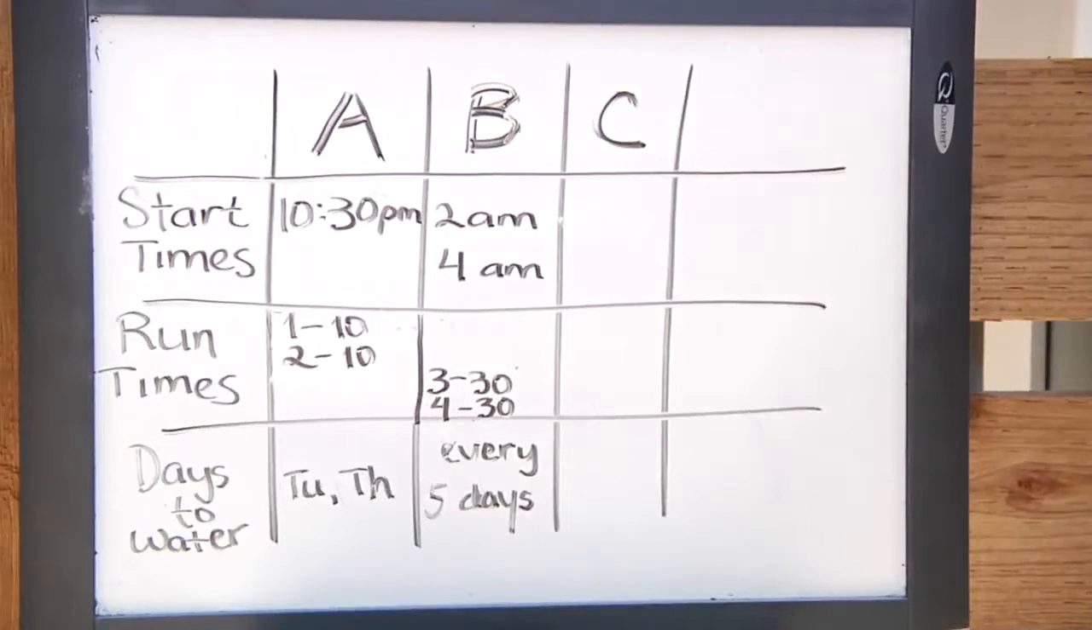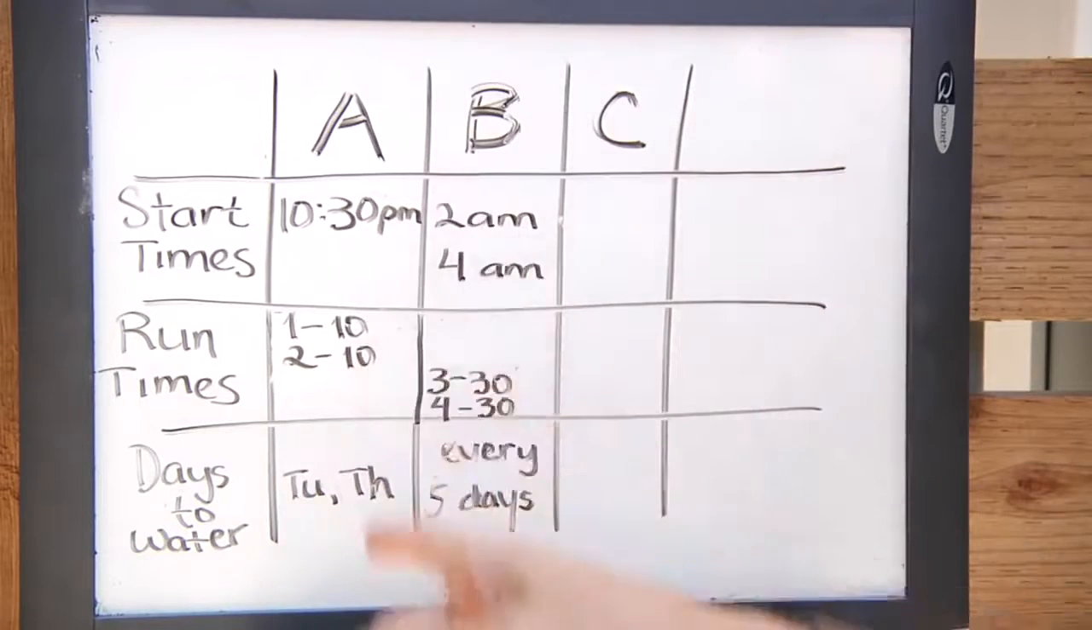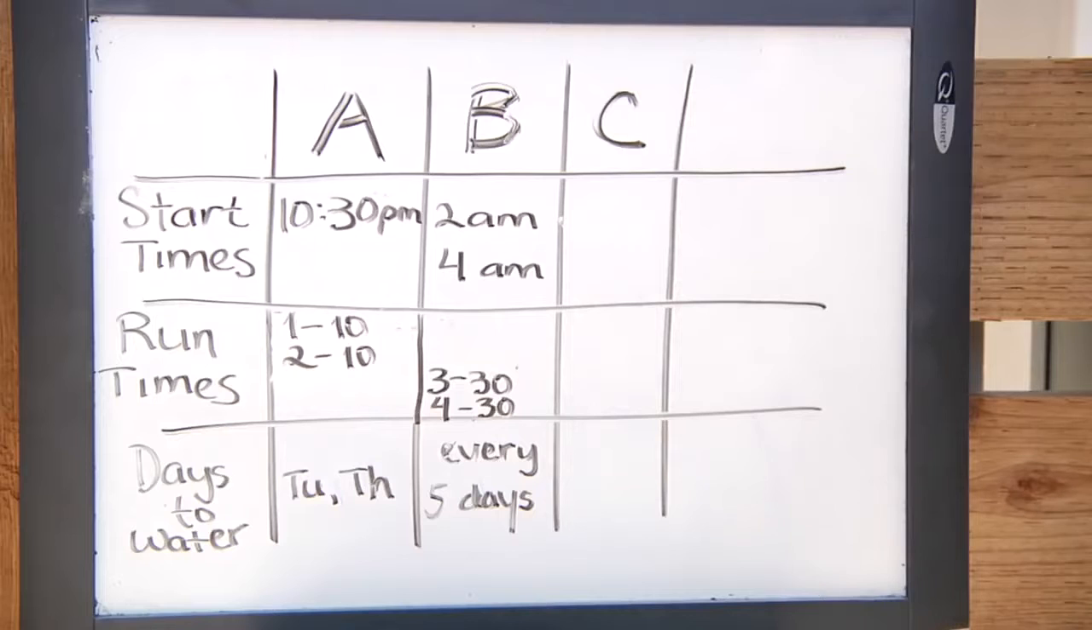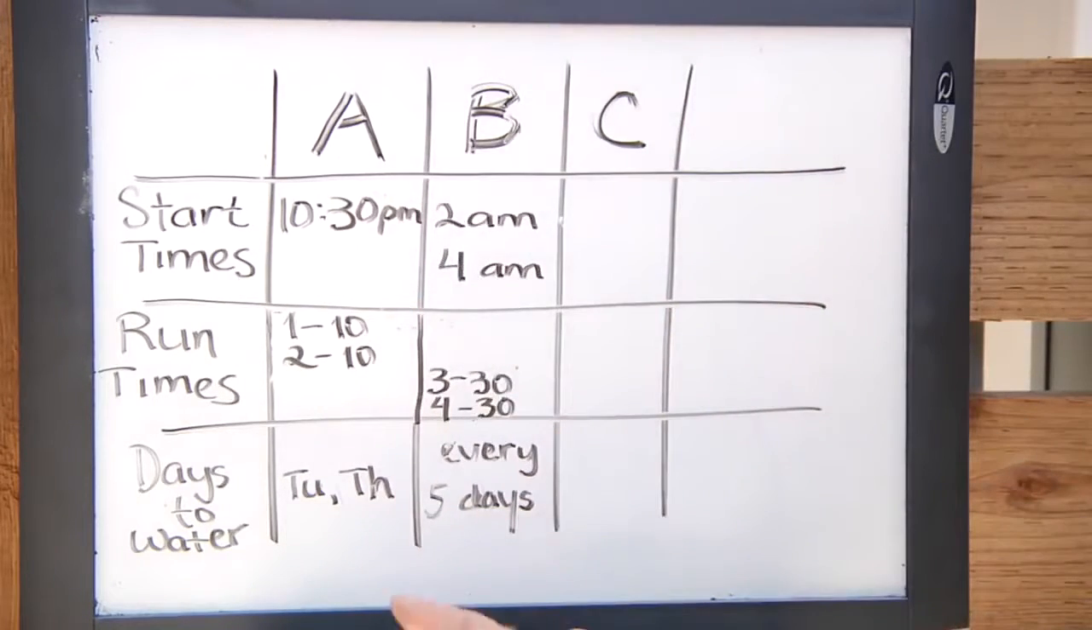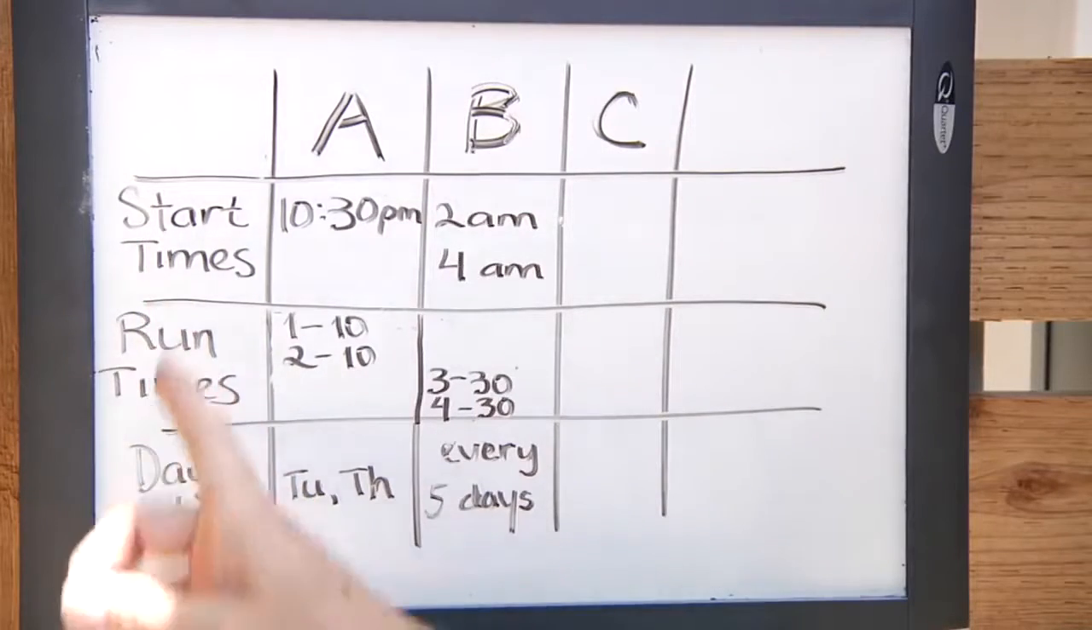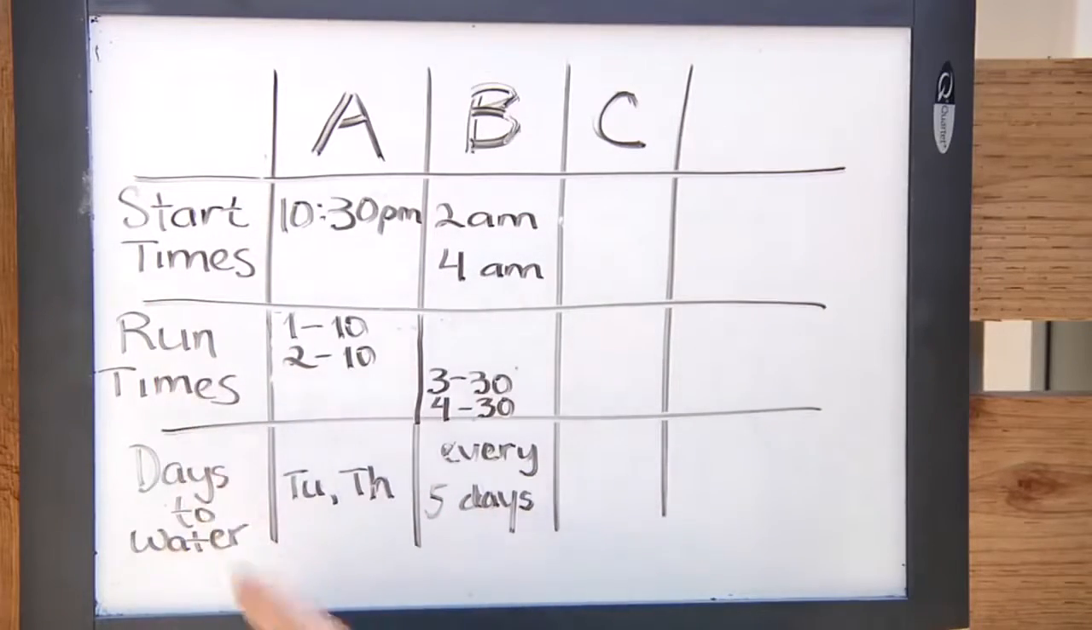So to explain further the use of the different programs A, B, and C, we made a little chart here. It's kind of like a tic-tac-toe board. And we have columns A, B, and C. And in this example, we're not putting anything in program C. But you'll notice that each of the programs has all 3 ingredients: start time, run time, and days to water.